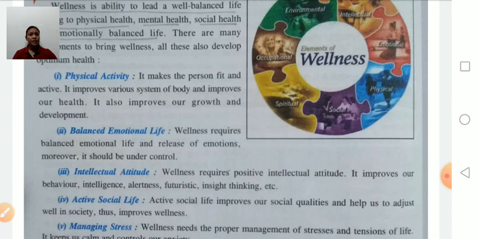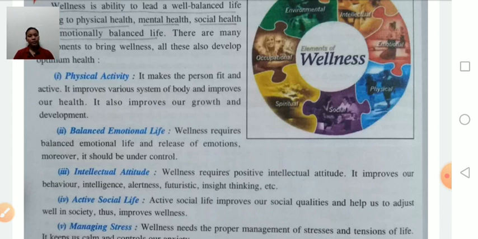Emotional wellness. A balanced emotional life means emotional wellness. Wellness requires a balanced emotional life and release of emotion. Moreover, it should be under control. Emotionally balanced means the ability to control. Emotional wellness means the ability to control stress and emotions such as aggressiveness appropriately.